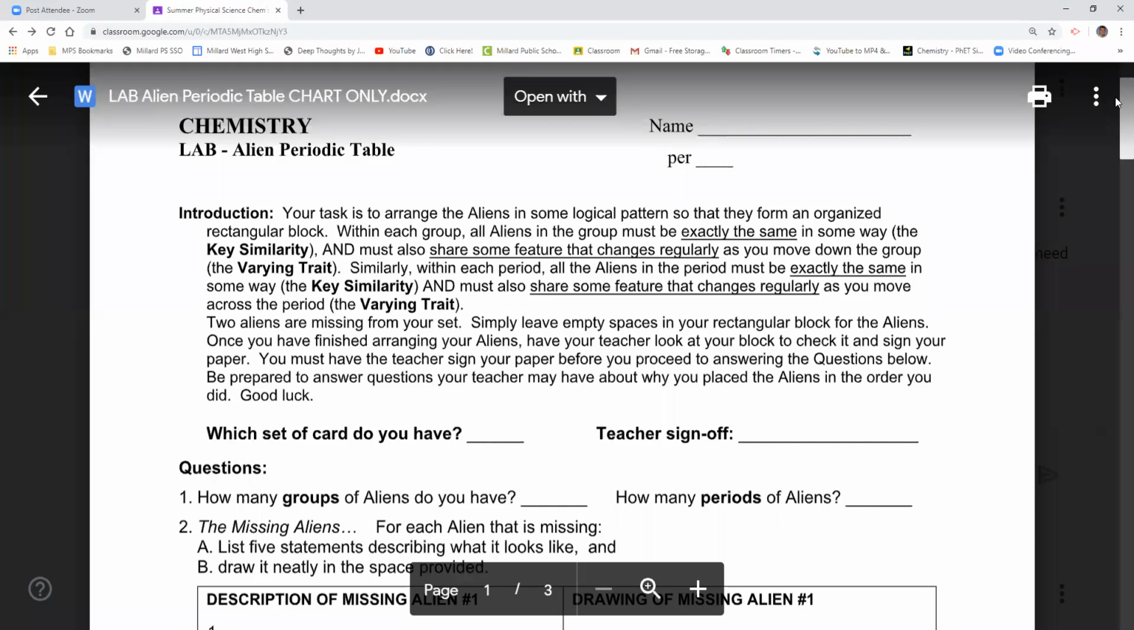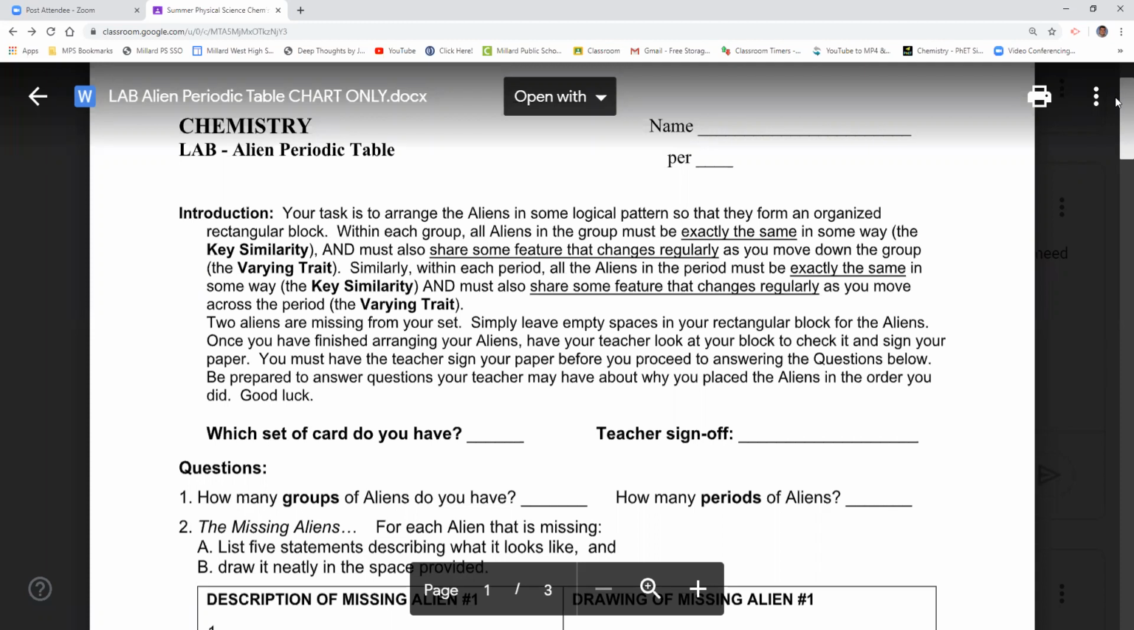Then there's also going to be some feature that changes, but the thing you have to understand about the change is that it has to change in a predictable way. There has to be some kind of pattern to it, and I'll show you what that means in a second. And then similarly within each period, and you'll recall from yesterday, period implies the horizontal rows, going left to right. So in each period there is a key similarity, and there is also another varying trait.